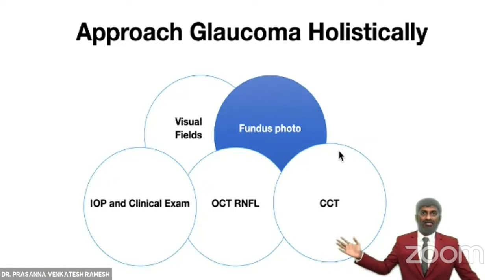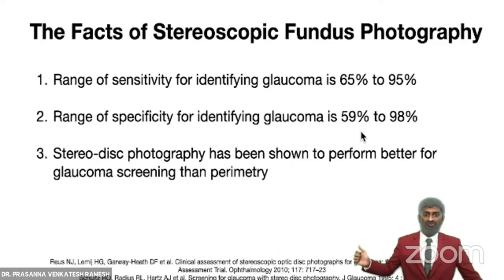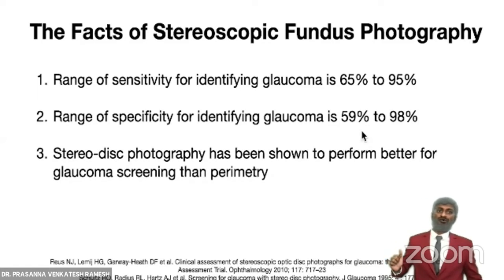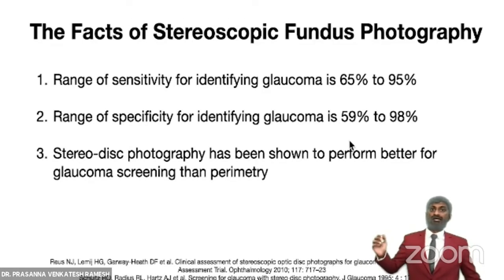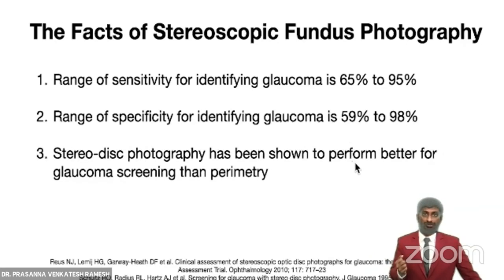So approach holistically. Fundus, yes, we have our topic on fundus, but this is a very important take-home message, because visual fields, IOP, gonioscopy, OCT and CCT are very important. The facts are in favor of stereoscopic fundus photograph. The sensitivity is up to 95, the specificity is up to 98, and stereoscopic disc photography has been shown to perform better for glaucoma screening than perimetry. Even certain studies have reported that.